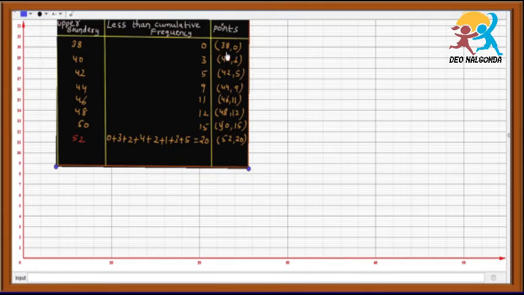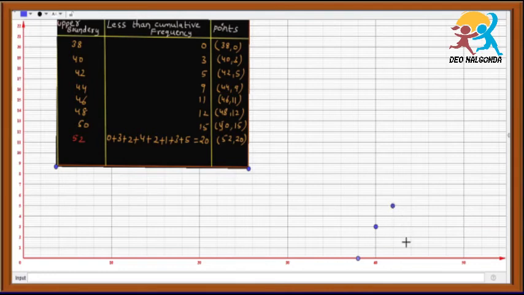The first one is 38, 0, denote the point. So where do we get 38, 0? This is 30. After 30 we get 32, 34, 36 and 38. 0 is here itself. So this is 38, 0. And the next point is 40, 3. This is 40 and 3 is here. And the next one is 42, 5. This is 42 and 5.